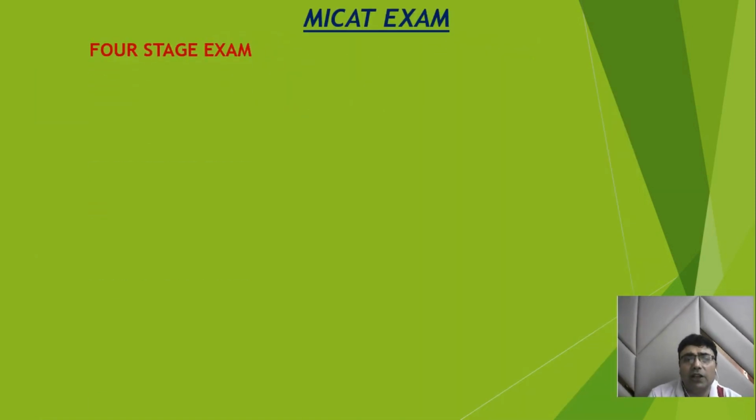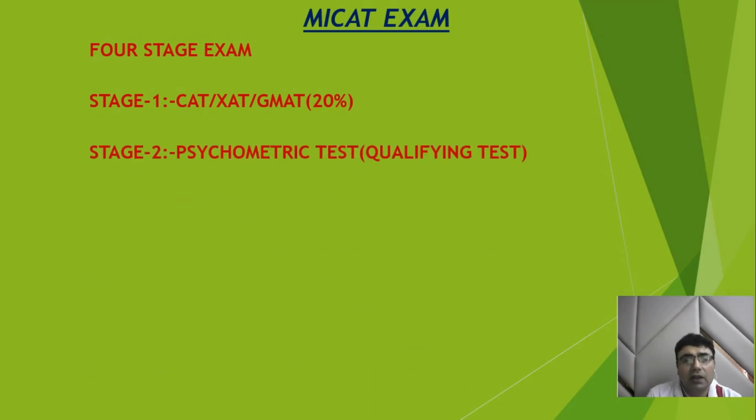The next exam is the Mudra Institute of Communication and Arts. This is a 4-stage exam. In stage 1, you have to appear in any of the tests like CAT, XAT or GMAT. 20% weightage is given to that score, and you have to appear in one of these tests.